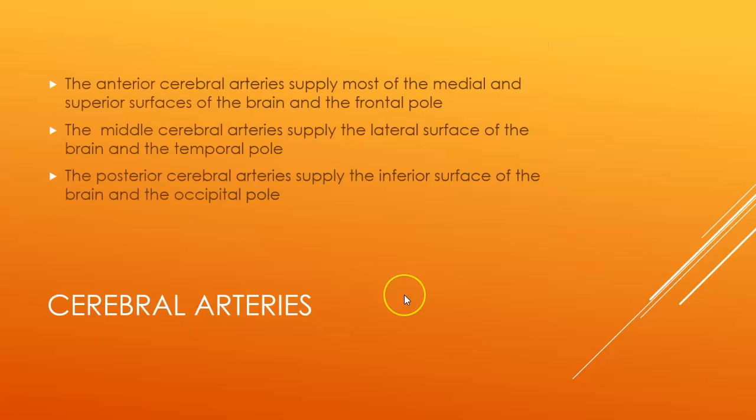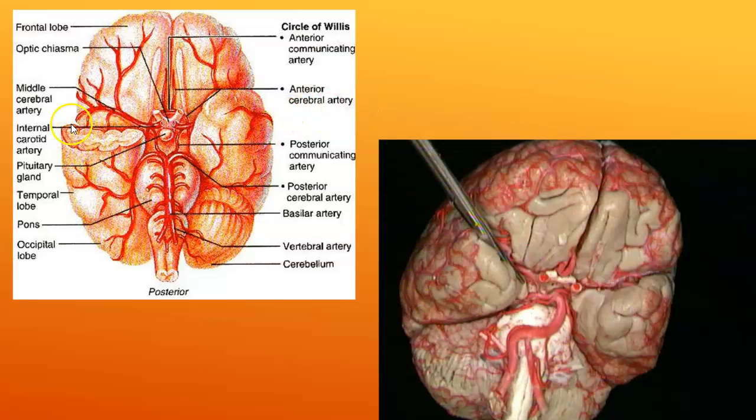The anterior cerebral arteries supply most of the medial and superior surfaces of the brain and the frontal pole. The middle cerebral arteries supply the lateral surface of the brain and the temporal pole. And the posterior cerebral arteries supply the inferior surface of the brain and the occipital pole. So we see them all here, laid out on top of the brain: our two vertebrals, our two internal carotids, our basilar, our posterior cerebral here, our posterior communicating, our anterior communicating, and our middle cerebral arteries here and here.